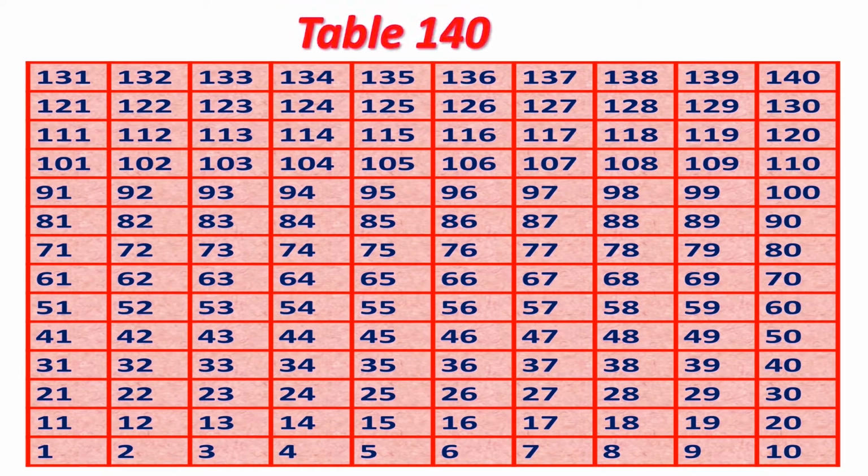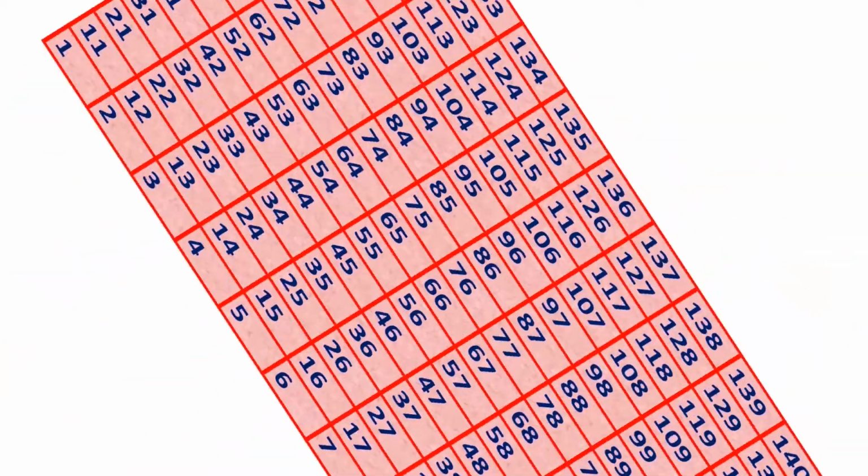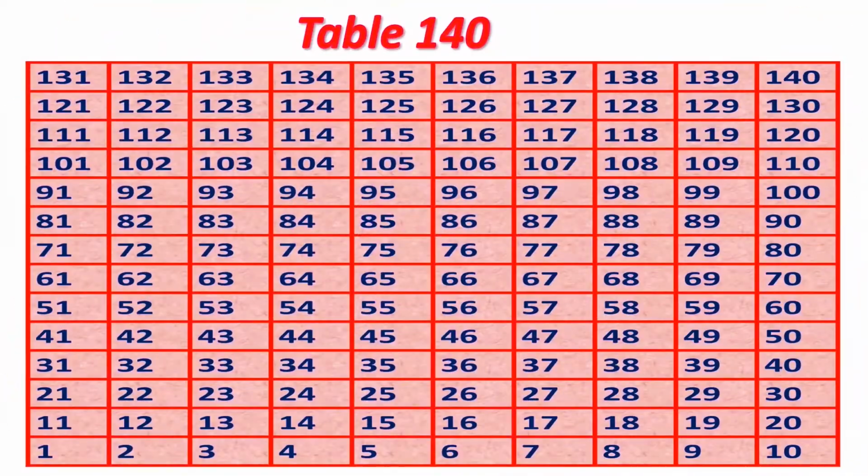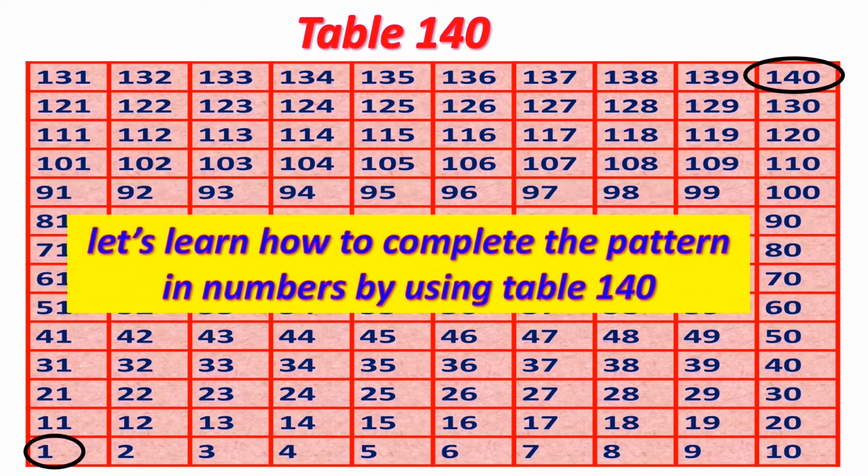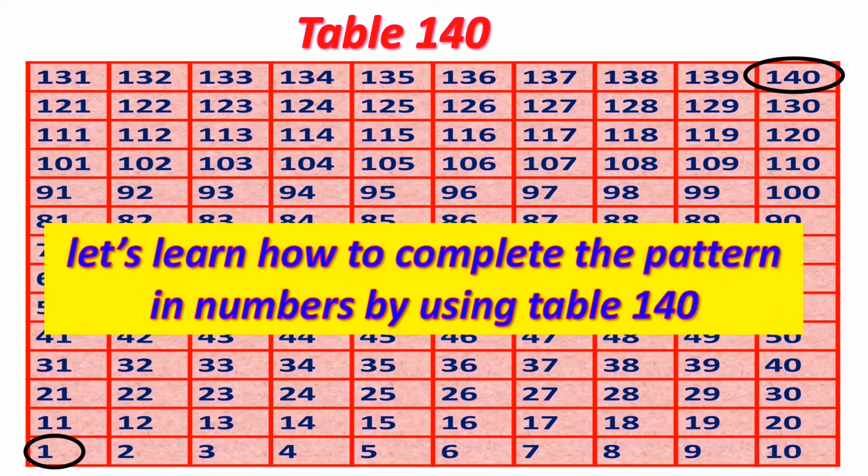Learn about the table of 140. Our table this year starts with 1 and ends with 140. We count from 1 to 140. So in Prime 3, we will need this table from 1 to 140. Let's learn how to complete the pattern in numbers by using the table.